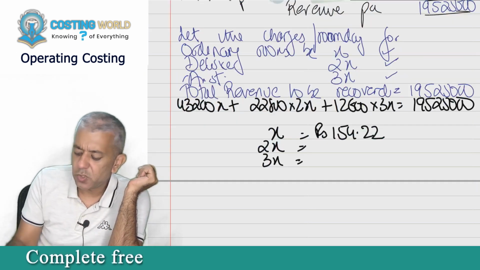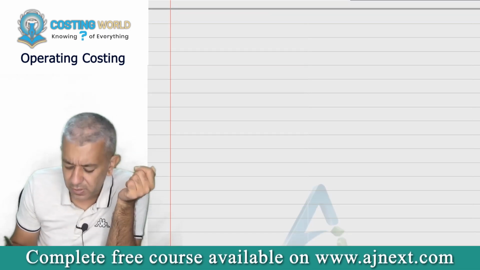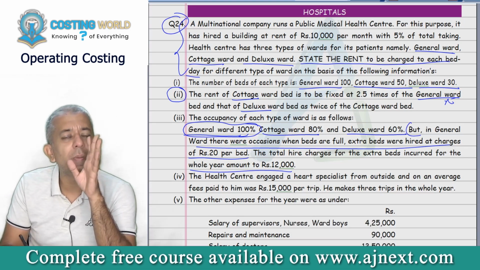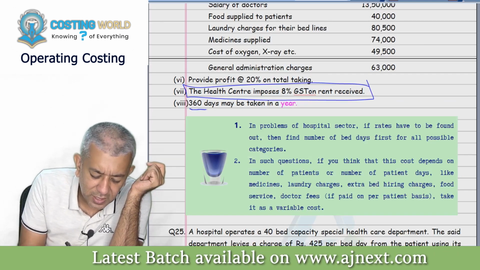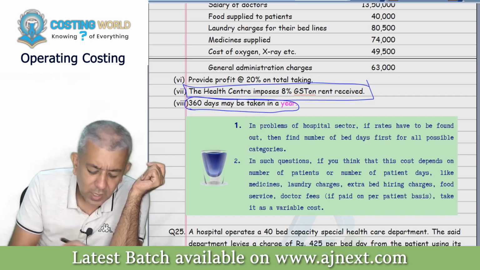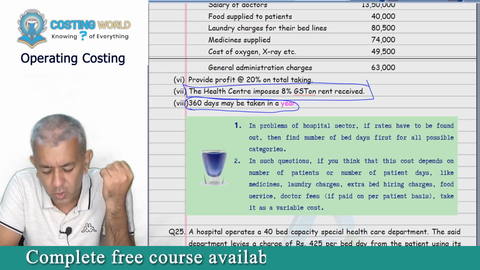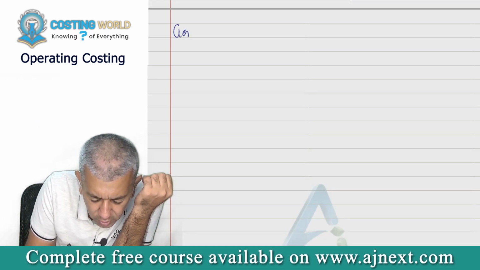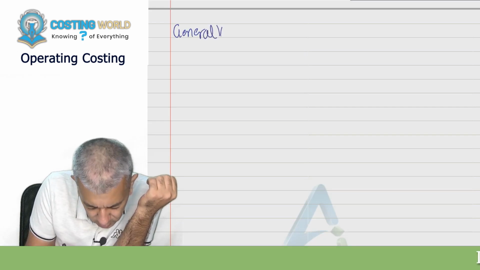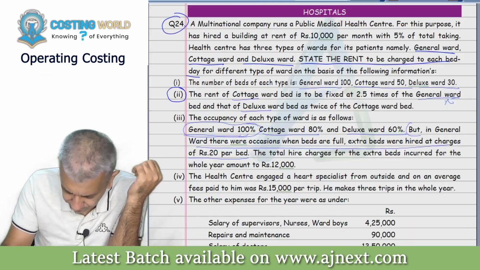I think in this question, there are only three categories that are there. As I told, no season or something. And can we say when we are going to be making the operating cost statement, we'll have to make the operating cost statement for the entire year, because of this particular line, beta. 360 days may be taken in a year. So therefore, obviously we'll make the operating cost statement for 1 year. Okay. So first kind of ward is general ward. Let's compute number of bed days.